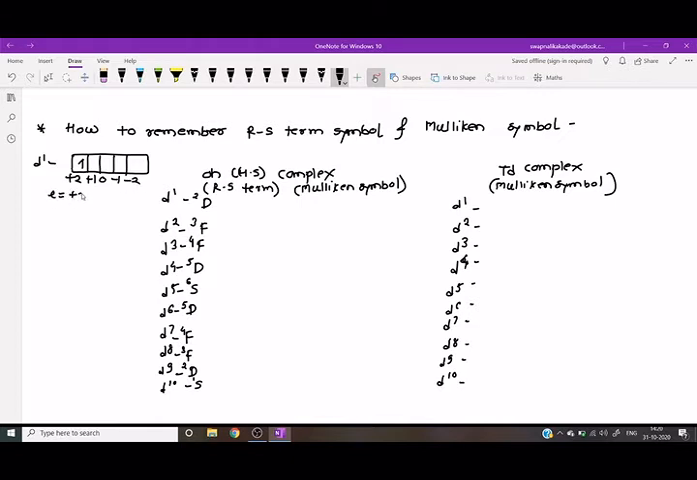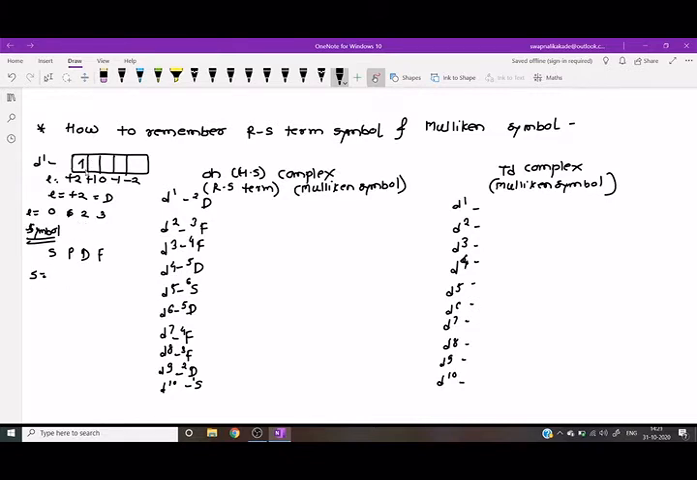Here the L value is plus 2 because the electron is in the plus 2 orbital. If L is plus 2, then the symbol is D. If L is 0, then the symbol is S. If L is 1, the symbol is P. If L is 2, the symbol is D. If L is 3, then the symbol is F. Here the L value is 2, therefore the symbol is D.